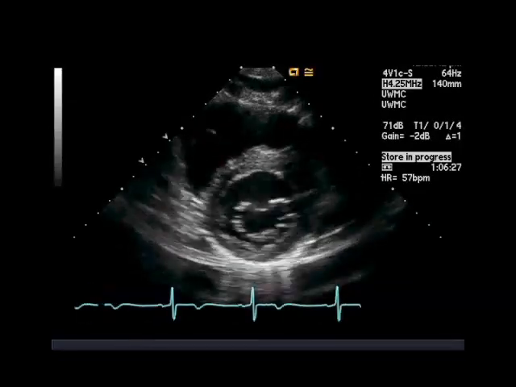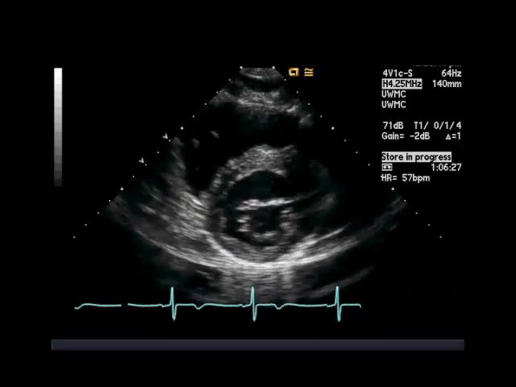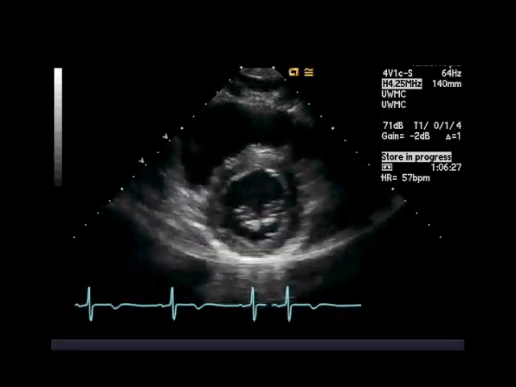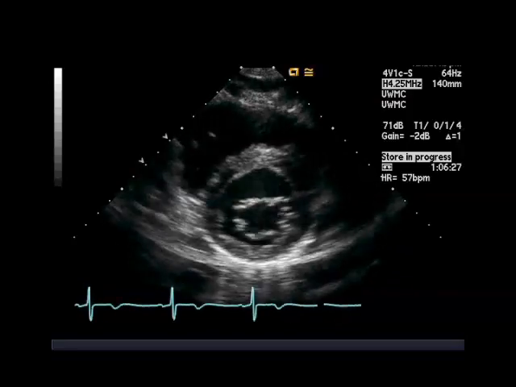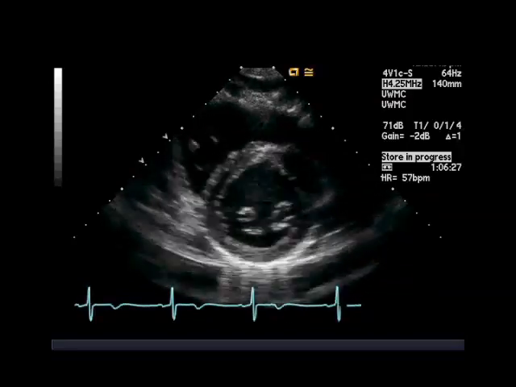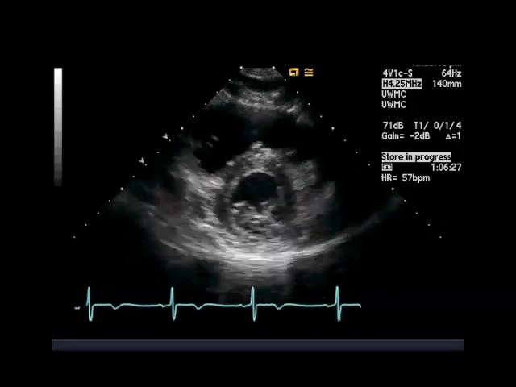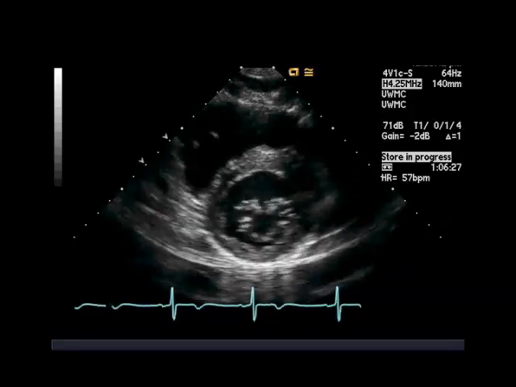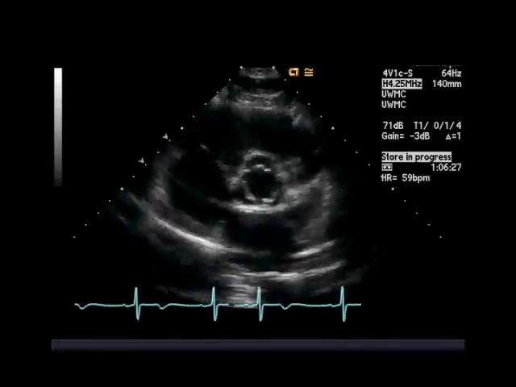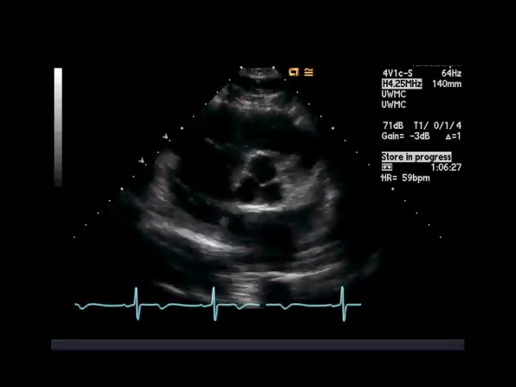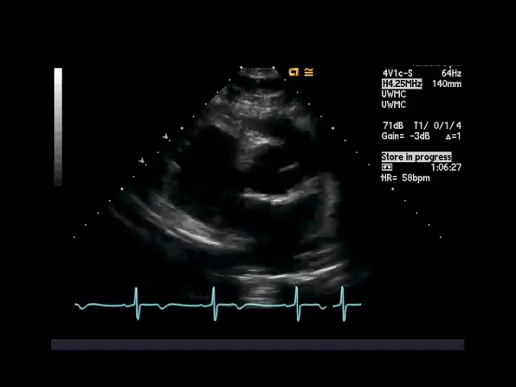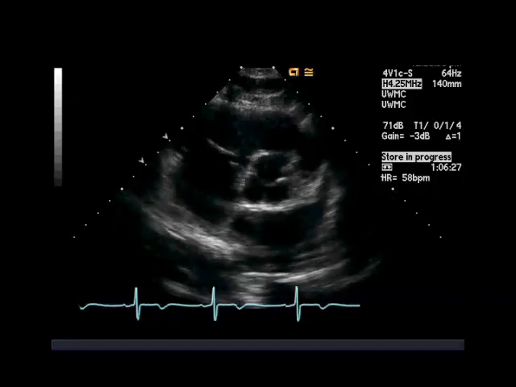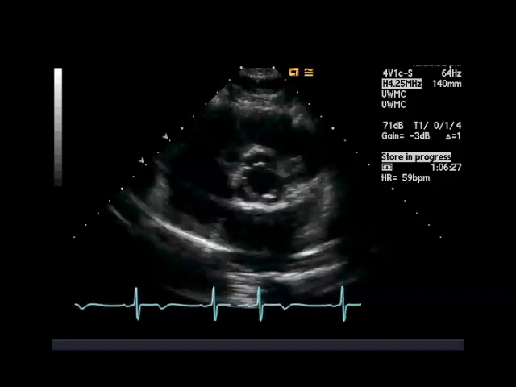Keeping the transducer in the short-axis plane, but moving towards the cardiac base, we next record the mitral valve short-axis view, showing the right ventricle anteriorly, the basal left ventricle, and the anterior and posterior mitral valve leaflets. The transducer is moved or tilted further towards the cardiac base to obtain an aortic valve short-axis image, which shows the 3 leaflets of the valve in the center of the image.